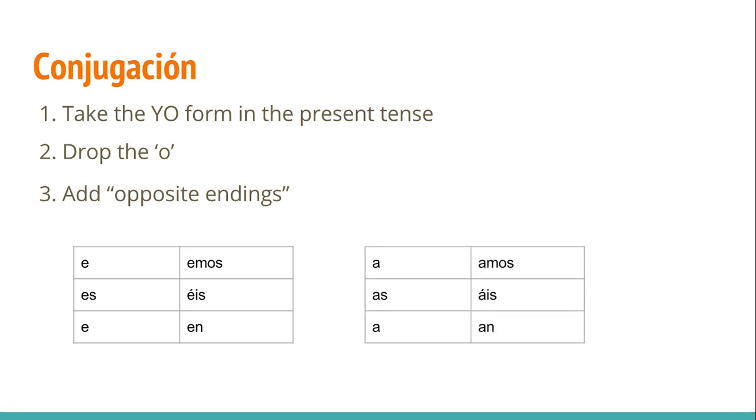If you have an ER or an IR verb, you add an A in the yo form, AS in the tú form, A in the usted form, AMOS in the nosotros form, ÁIS in the vosotros form, and AN in the ellos, ellas, ustedes form.